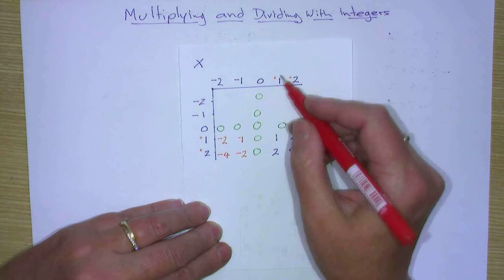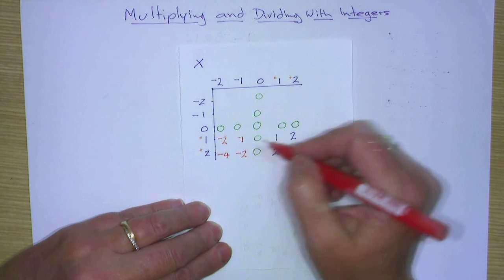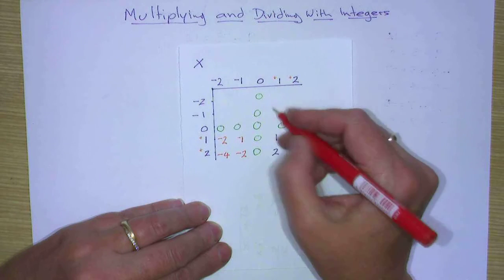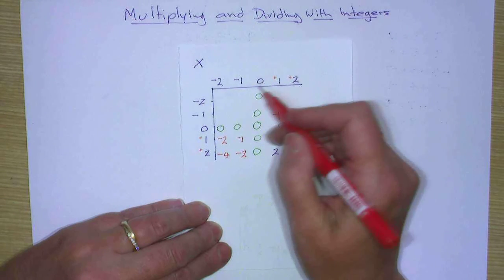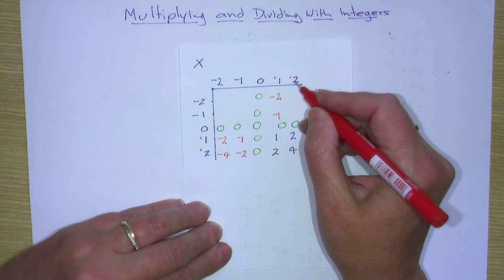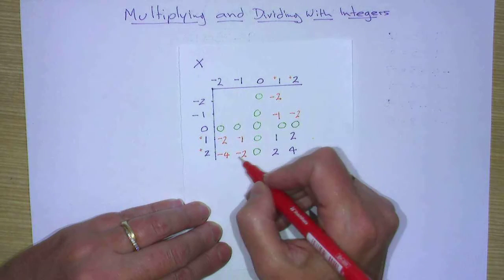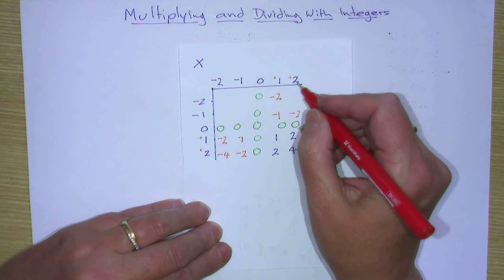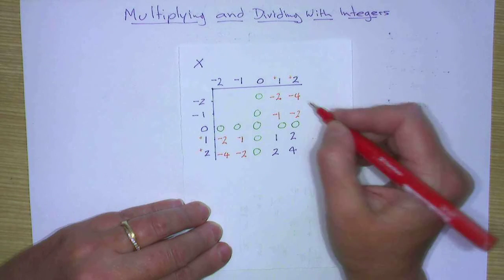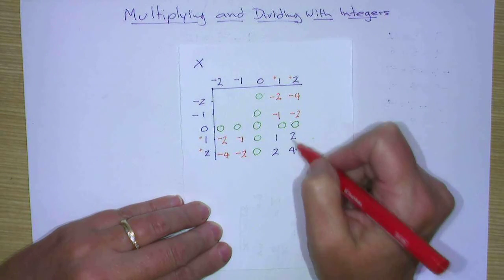So starting here, positive 1, so we go times 2 is 2, times 1 is 1, times 0. Now positive 1 times negative 1 is minus 1. Positive 1 times negative 2 is minus 2. Positive 2 times negative 1 is negative 2, just like it was over here. And positive 2 times negative 2 is negative 4. So that all stands to reason, and that follows this way and this way.